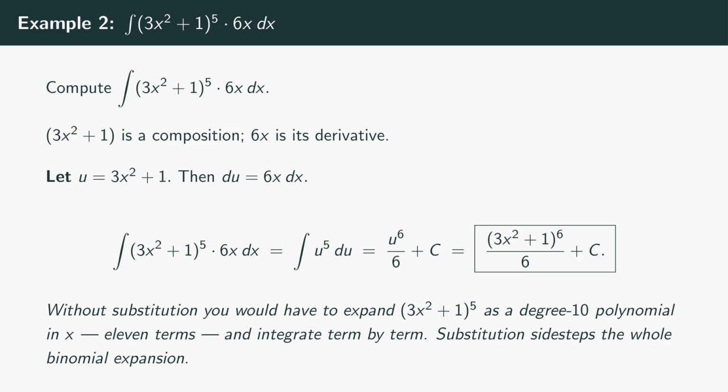Without substitution, the only honest way to do this integral is to expand quantity 3x squared plus 1 to the fifth using the binomial theorem. That's 11 terms once you multiply through by the 6x, every term being a power of x, and you'd integrate each one with a power rule and sum them up. It works eventually, but you'd burn a page on it. With substitution, you write u equals 3x squared plus 1, the integral collapses to the integral of u to the fifth du, you do it in one line, and you back substitute. The composition structure that made the polynomial expansion horrible is exactly the structure substitution was designed to exploit.